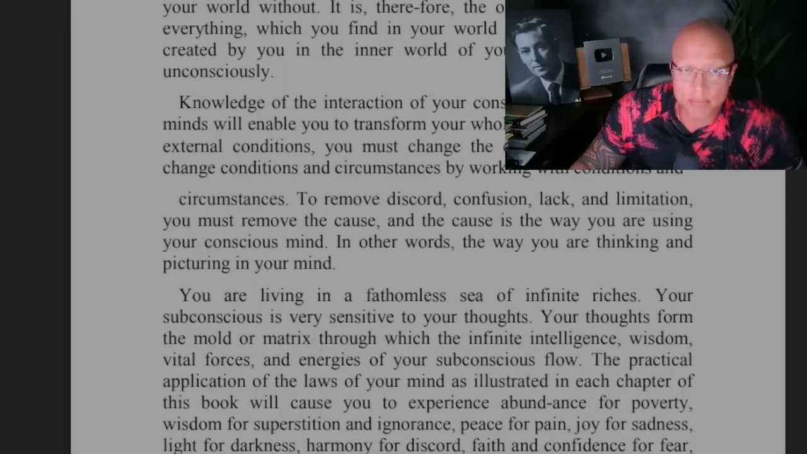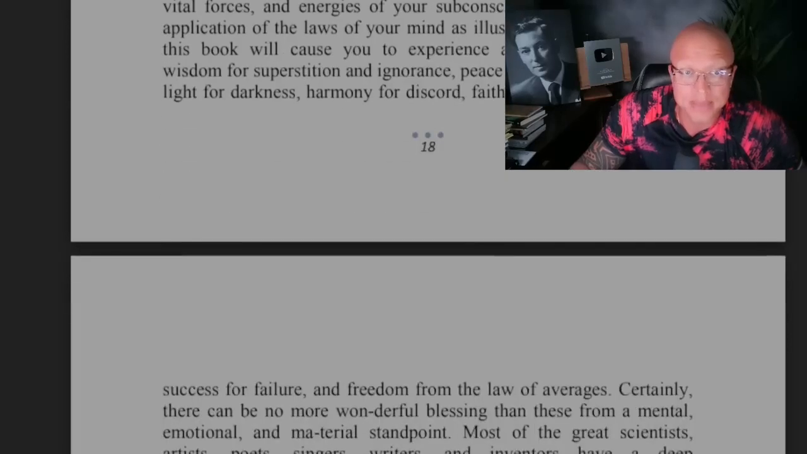Your thoughts form the mold or matrix through which the infinite intelligence, wisdom, vital forces, and energies of your subconscious flow. The practical application of the laws of your mind, as illustrated in the chapters of this book, will cause you to experience abundance for poverty, wisdom for superstition and ignorance, peace for pain, joy for sadness, light for darkness, harmony for discord, faith and confidence for fear, and success for failure, and freedom from the law of averages. Certainly there can be no more wonderful blessing than these from a mental, emotional, and material standpoint.